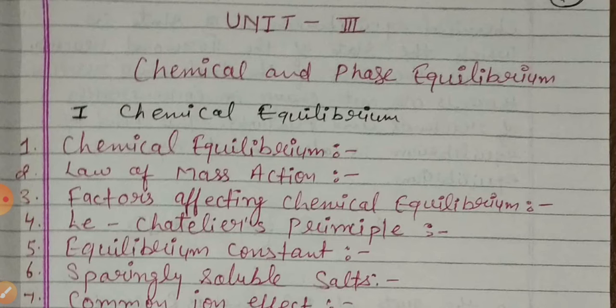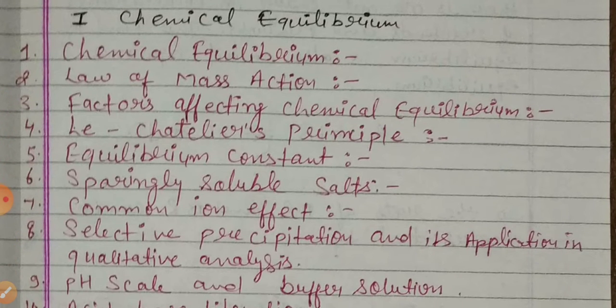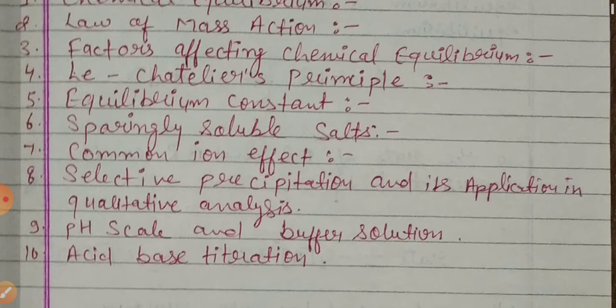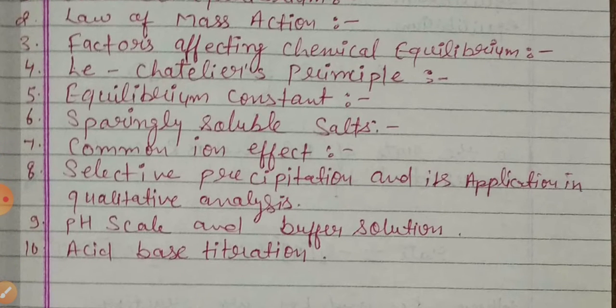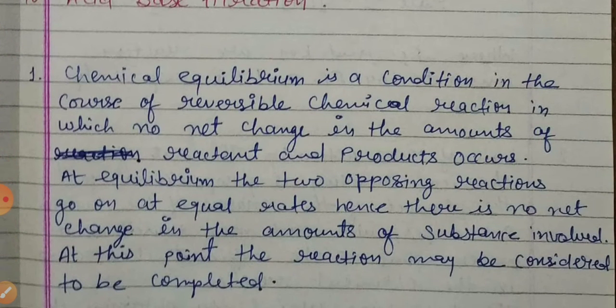First is the chemical equilibrium, law of mass action, factors affecting the chemical equilibrium, Le Chatelier's principle, equilibrium constant, sparingly soluble salt, what is the common ion effect, and the selective precipitation method and its application, also the pH and the buffer of the solution, and the acid-base titration. So the first topic is chemical equilibrium.